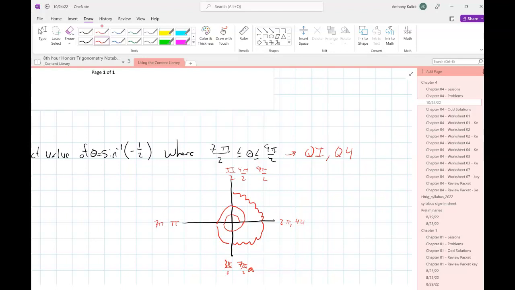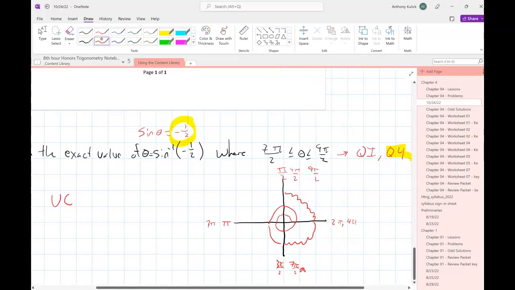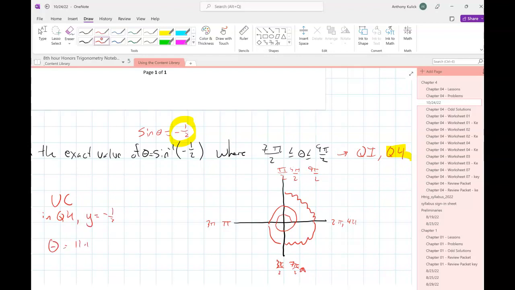Everybody's cool with that? Yeah. Just like we said before, this is equivalent to saying sine inverse of negative 1/2. Sine is negative only in quadrant 4. So we go to the unit circle. We look in Q4 for where the y coordinate is negative 1/2. Well, that was the same spot as before at 11 pi over 6.